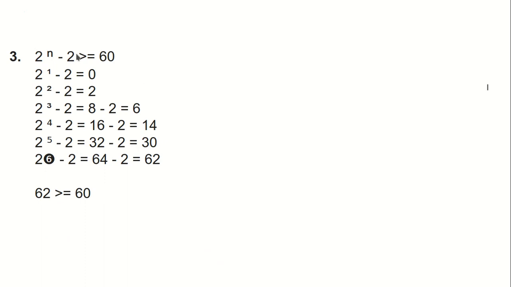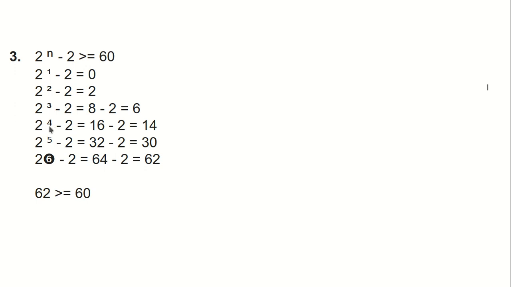And if that number is greater than or equal to 60, then we will stop this loop. So, 2 raised to the power of 1 minus 2 is equal to 0. 2 raised to the power of 2 minus 2 is equal to 2. 2 raised to the power of 3 minus 2 is equal to 8 minus 2, which is 6. It has not reached equal to or greater than 60, so now we will move on.